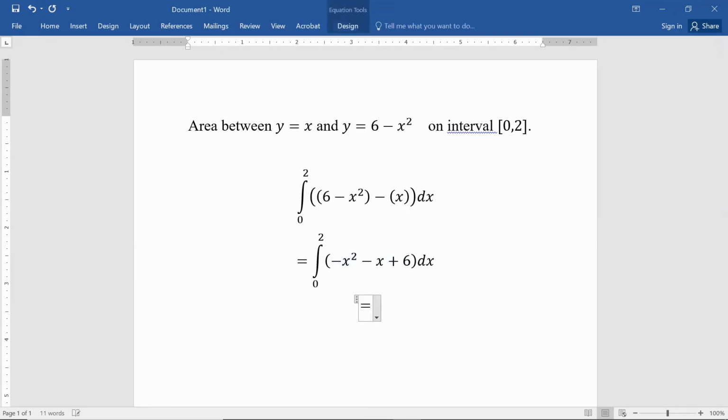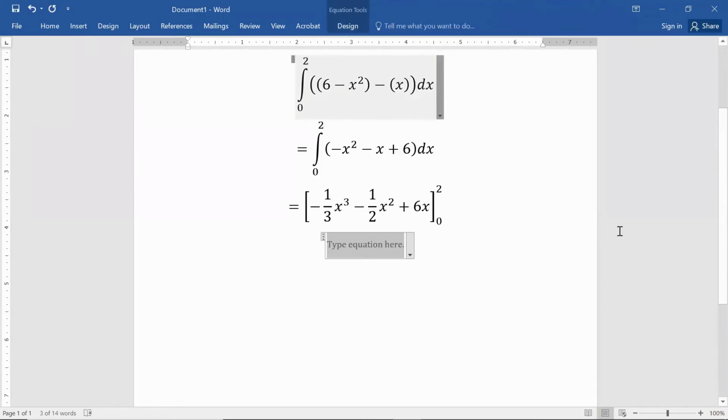Now I use the fundamental theorem of calculus to actually get my answer. An antiderivative of negative x squared minus x plus 6 is negative 1/3 x to the third minus 1/2 x squared plus 6x plus a constant of 0. That's one antiderivative. It's not the only one. You could use any constant that you want, but 0 generally is the easiest.